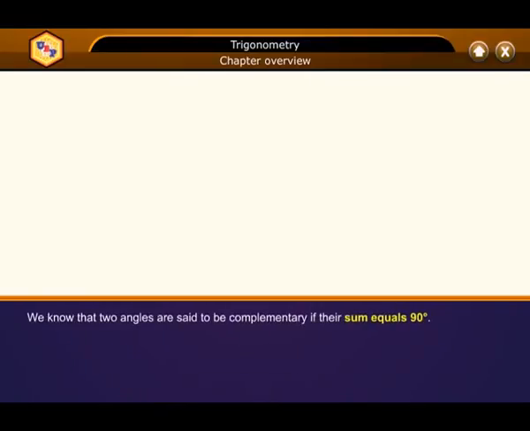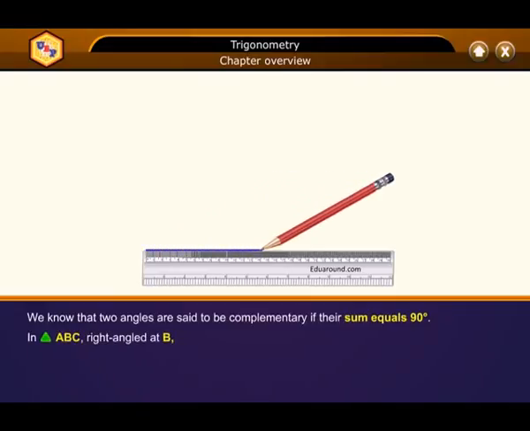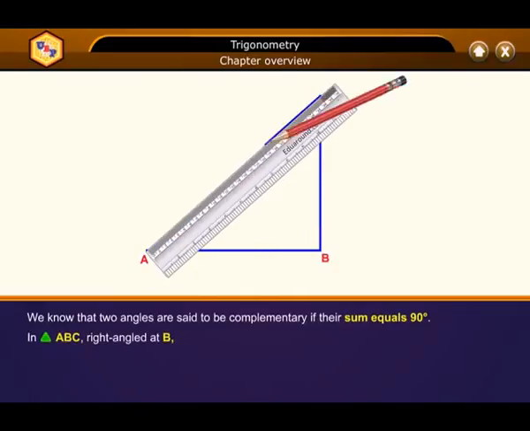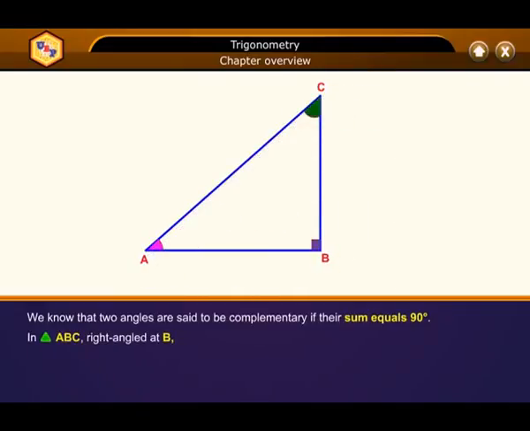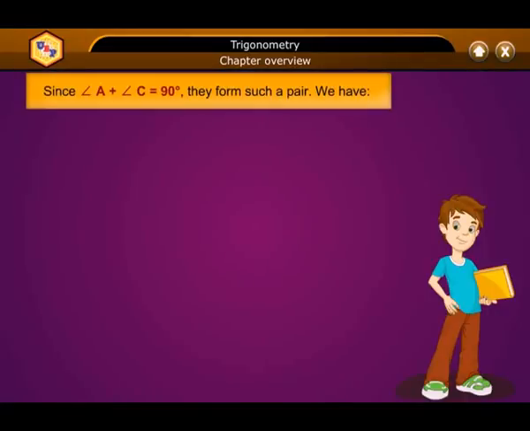We know that two angles are said to be complementary if their sum equals 90 degrees. In triangle ABC, right angled at B, let's note down complementary angles. Since angle A plus angle C is equal to 90 degrees, they form such a pair.